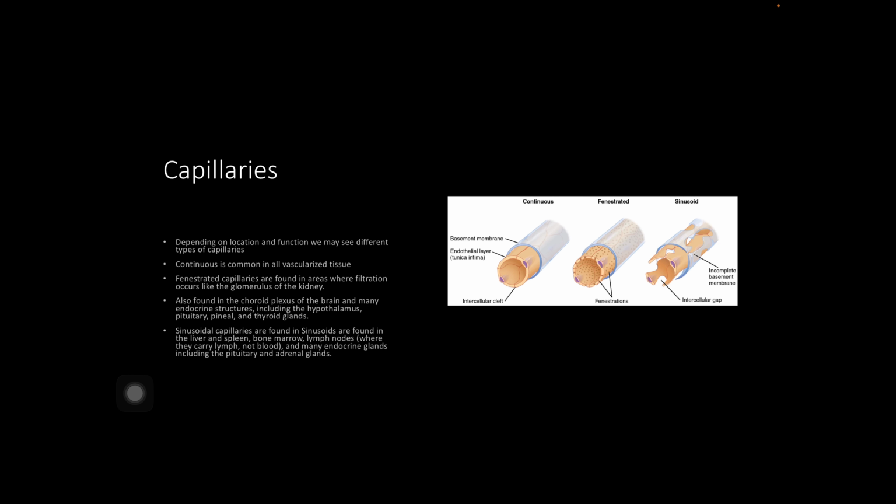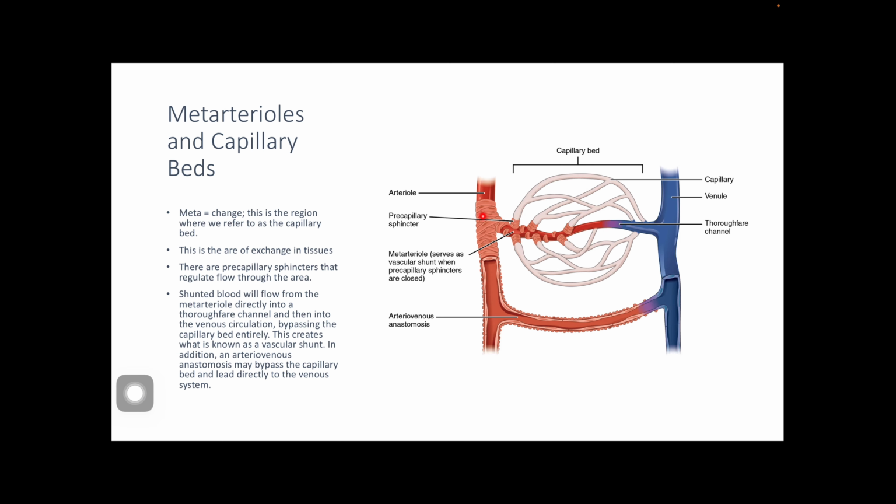As we move from an arteriole to a capillary, this is kind of what a capillary bed looks like. You have an arteriole, and then you have this smooth muscle, this sphincter. And then you have something called a metarteriole, which is the transition between the arteriole and the capillary bed.